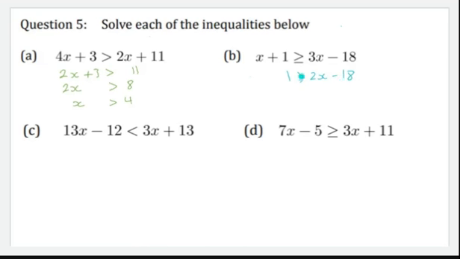Does looking at it like this bother you? Oh no. Okay, cool. So I guess we'll keep going like this then. And then what would you do from here? Add 18 on both sides. Lovely. So we get 19 is greater than or equal to 2x. Then divide by 2 on both sides. Yes. So 9.5 is greater than or equal to x.